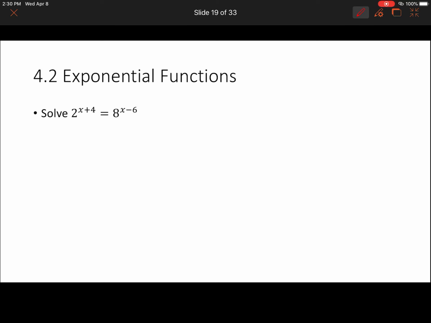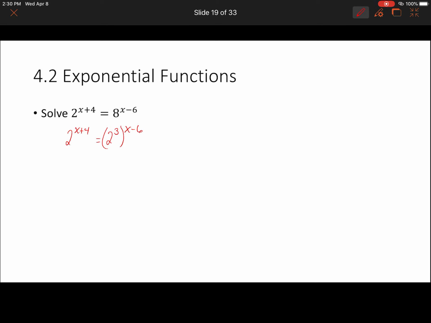You hopefully know that 8, if you were to break it down into its prime factors, is 2 times 2 times 2, or 2 to the third power. And so we can take this 2 to the x plus 4 power and set it equal to this 8, which is 2 cubed, to the x minus 6 power. Well, now we have our base of 2.